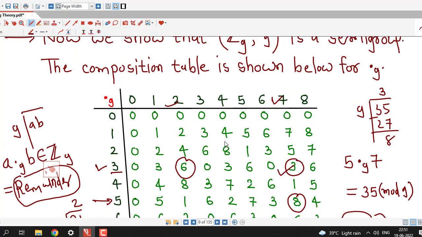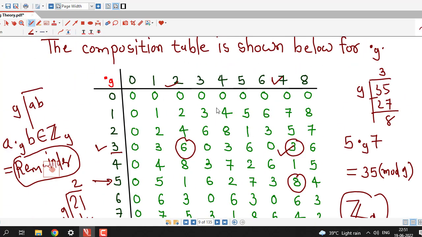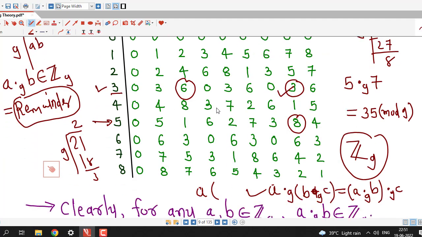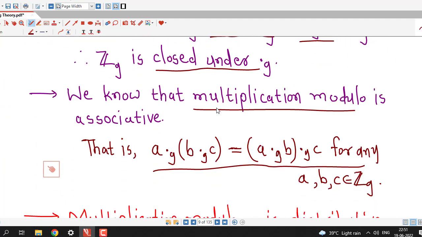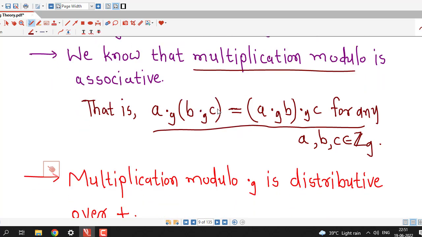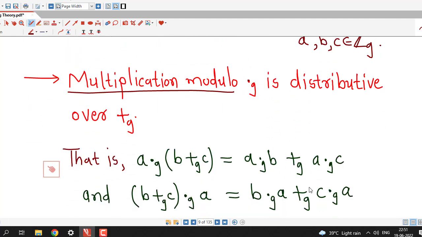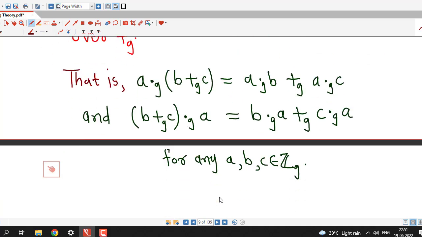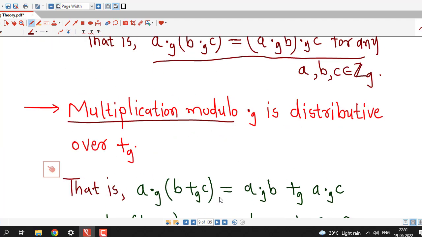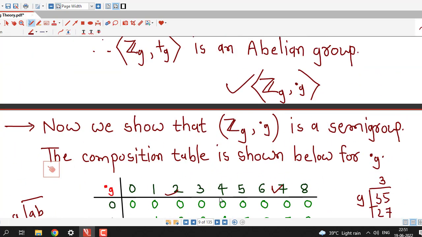If you wish, you can check by considering particular values of a, b, c as I have taken for addition modulo 9. So this also we will write directly. The last property is the distributive property, so that also we will write directly. We know that multiplication modulo is distributive over addition modulo, that is a into (b plus c) equals a b plus a c, (b plus c) into a equals b a plus c a for any a, b, c belongs to Z9. If you wish, you can check by taking particular values of a, b and c.